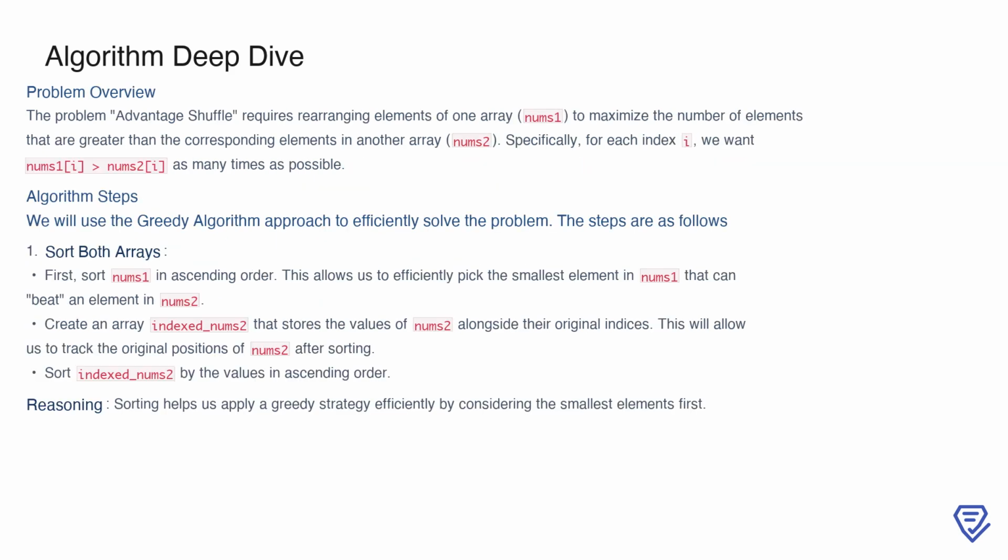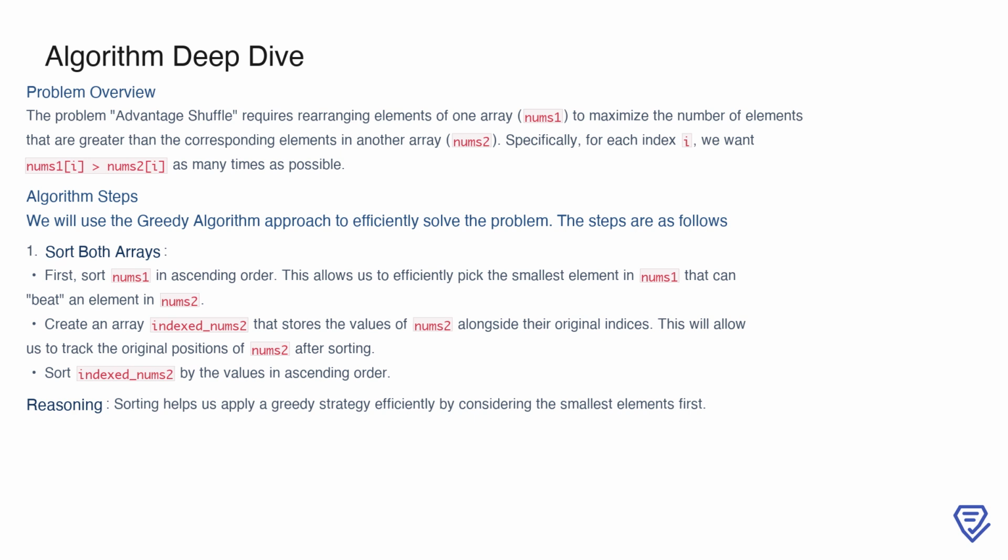The advantage shuffle problem challenges us to rearrange elements in one array, nums1, so we can maximize the number of indices where nums1[i] is greater than nums2[i]. To achieve this, we'll use a greedy algorithm.